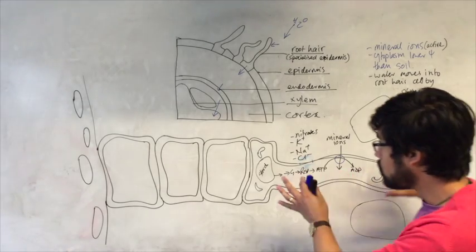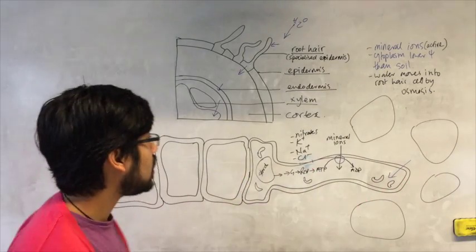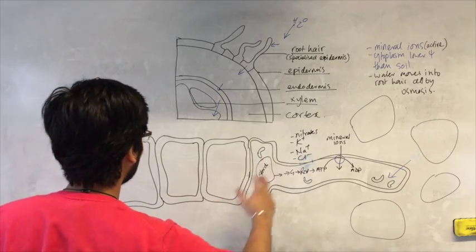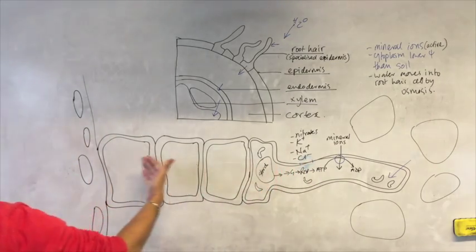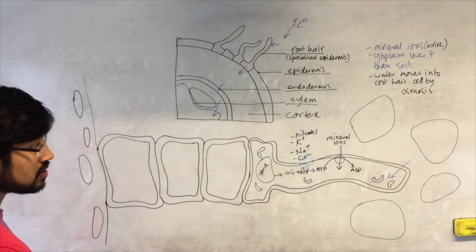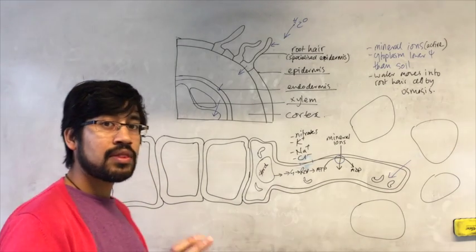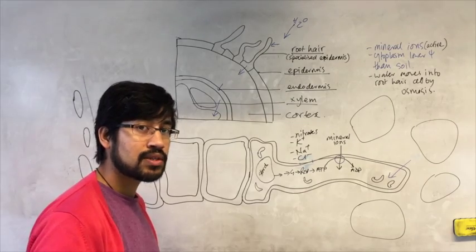Right, so now we've got lots of water in the root hair cell. Okay, but how do we make sure that it goes in this direction? Okay, and that is what we're going to talk about next.